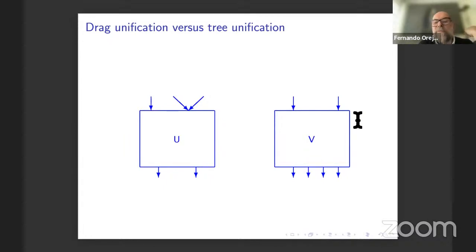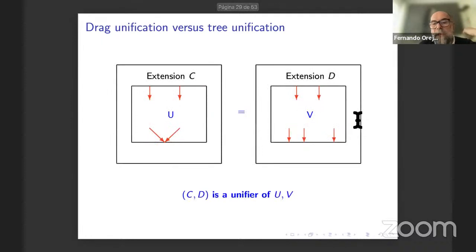And the second issue is that, as we have seen, substitution here is just composition. So in order to unify U and V, we are going to define two extensions, C for U and D for V, such that the two drags obtained are the same one, or actually isomorphic. And in this case, we say that these two extensions are a unifier of U and V.